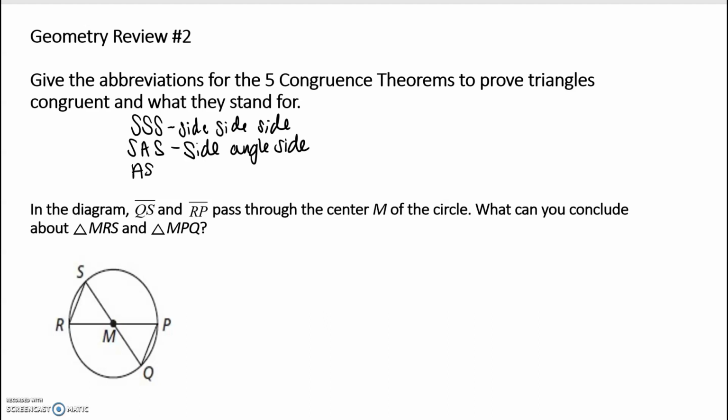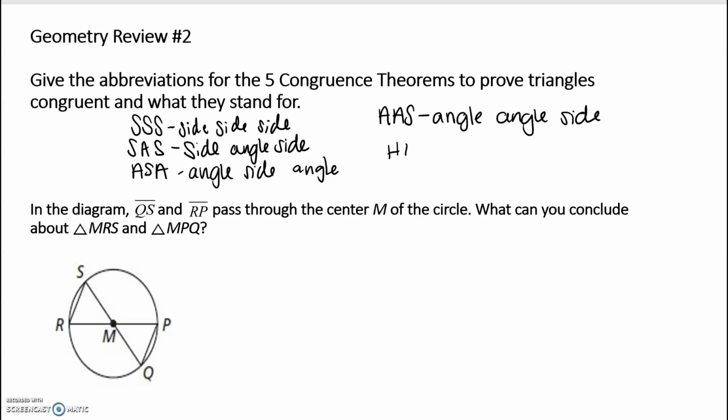Then we had angle, side, angle, ASA. Then we had angle, angle, side, AAS. And the last one, remember this was the special one that only works for right triangles, that is hypotenuse leg, HL. Okay, so you have lots of different ways to figure out if triangles are congruent.